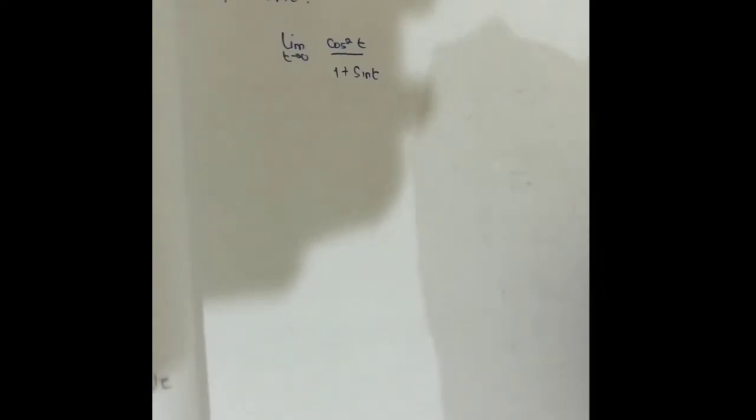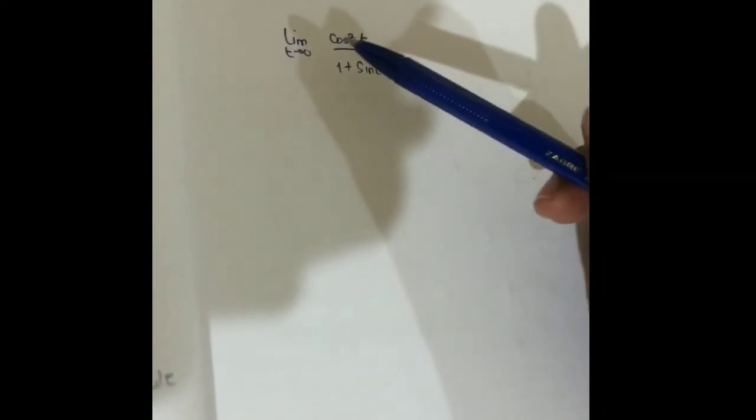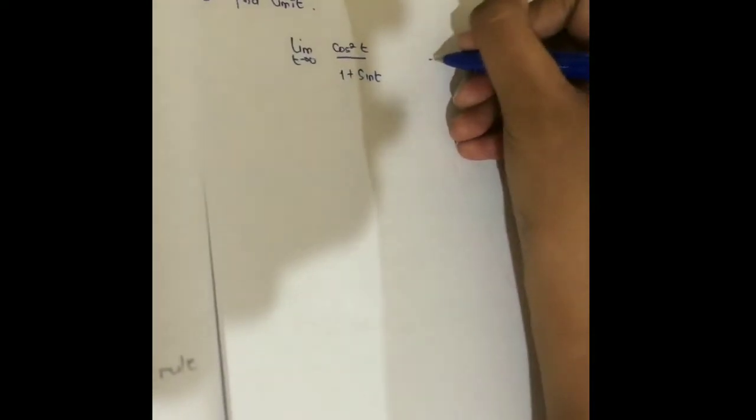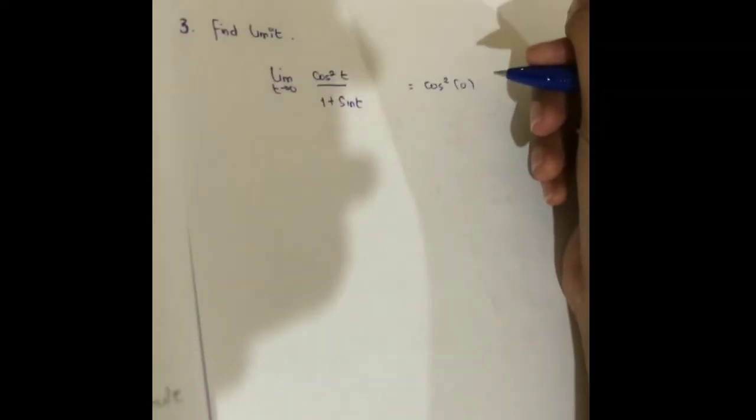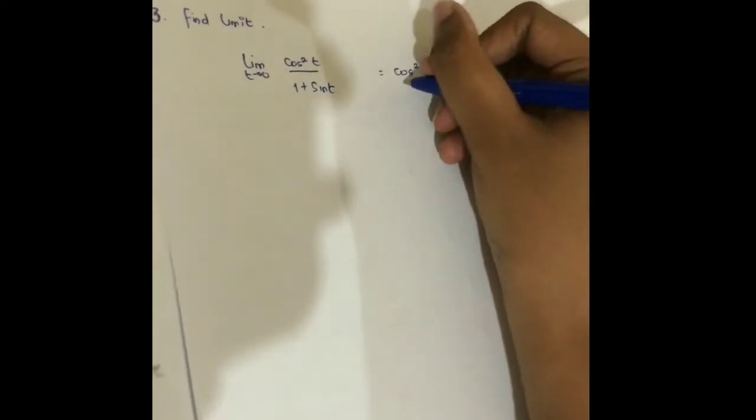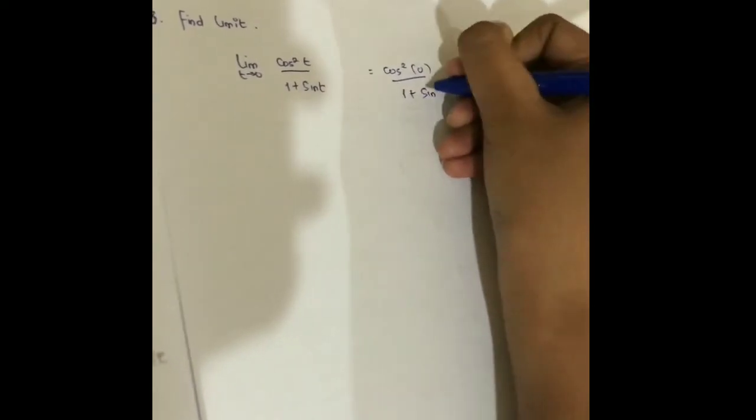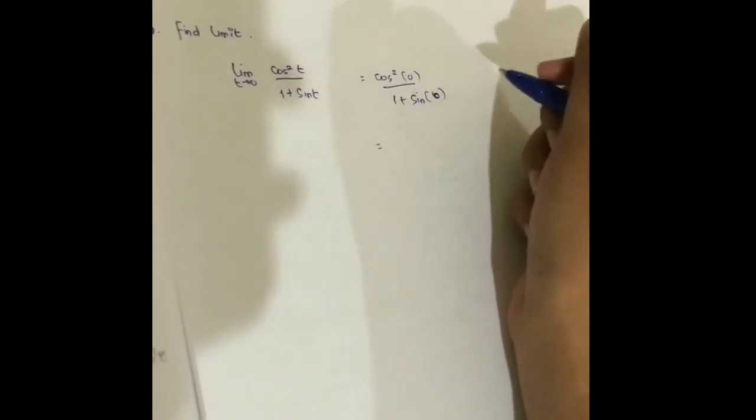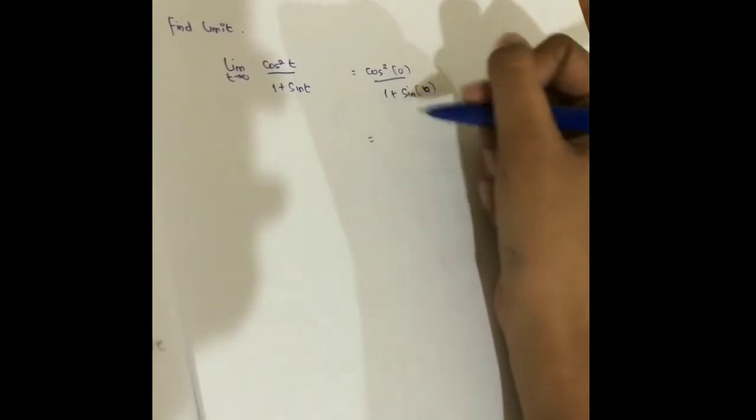Now I'm going to continue with the example number 3. Here's the example. Find the limit: limit t to 0 of cos squared t per 1 plus sin t. We can just substitute t to 0. Cos squared t with t changed to 0 per 1 plus sin t with t changed to 0 equals cos squared 0, which is 1, and 1 plus sin 0 equals 1. And here's the result.